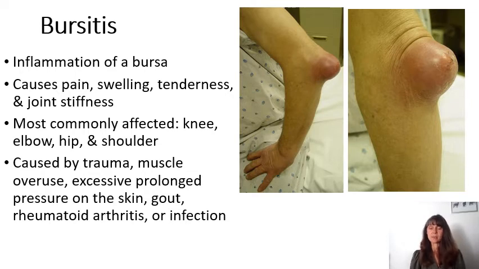The most commonly affected joints in the body in terms of bursitis include things like the knee, the elbow, the hip, and the shoulder. Bursitis can be caused by trauma, overuse of certain muscles, excessive prolonged pressure on skin, rheumatoid arthritis, infection, or gout.